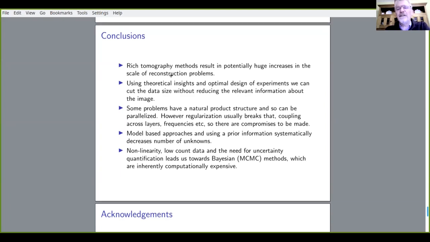But using theoretical insights, we can often cut down the data size without reducing relevant information. So an analytical understanding of sufficiency of data, perhaps sufficiency of data with some constraints on the problem, allows us perhaps to just measure a smaller data set that still contains the same information. So be smarter about what you measure, or what you store, or what stage you aggregate the data into a smaller data set, using the theory that you know for that particular problem.